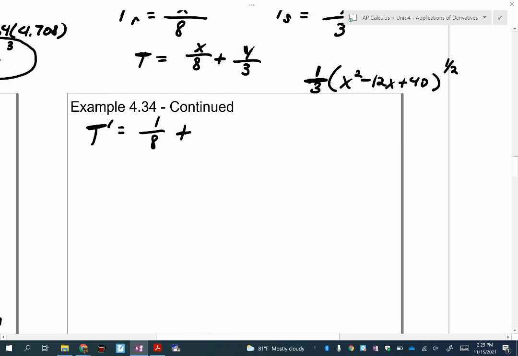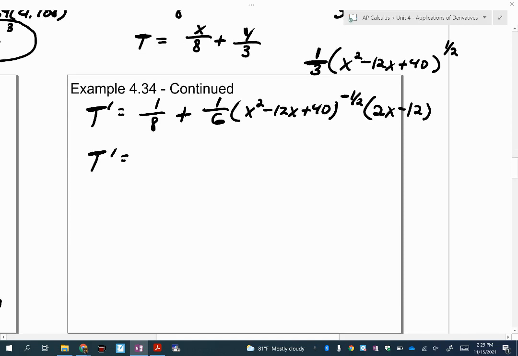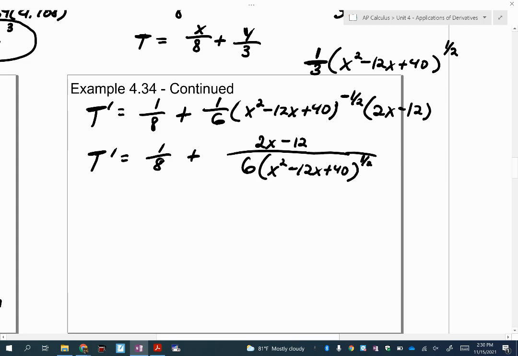So if I do the derivative here, that's 1/3 times 1/2, which is 1/6, times x squared minus 12x plus 40 to the negative 1/2 power. But chain rule, you have 2x minus 12. Okay? So now I have 1/8, and then this is going to be plus 2x minus 12 over 6 times x squared minus 12x plus 40 to the positive 1/2 power. So that's what the derivative is, okay?